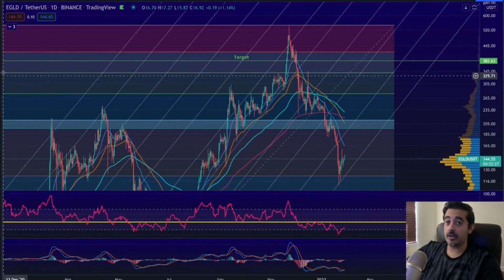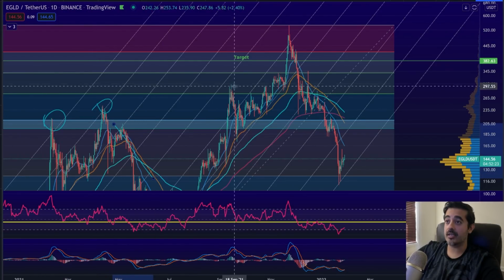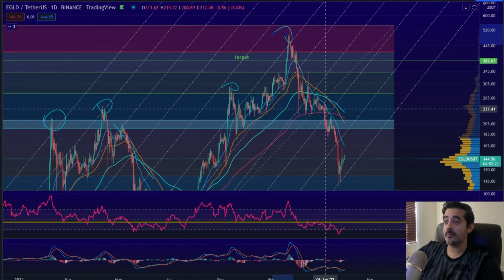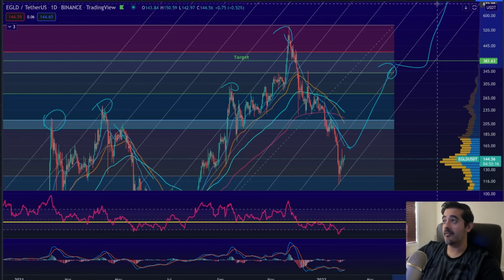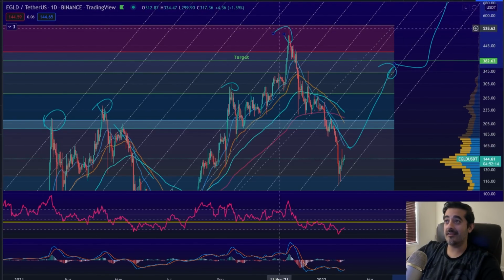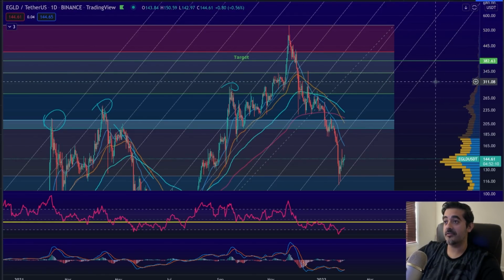The way the cycles are moving is that you have one top and then a higher top and then a correction. Well, we had one top, then we had a higher top, then we had a correction. So if we move up, we might have one top and then a higher top and then a correction, which could put us well into the $700s, $800. It's very possible. Keep in mind, very speculative right now.